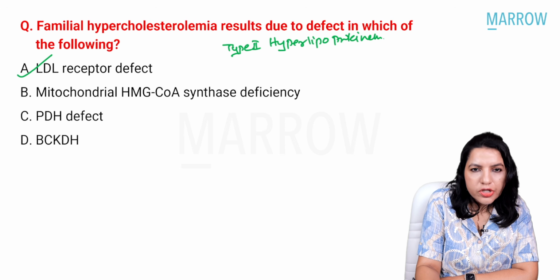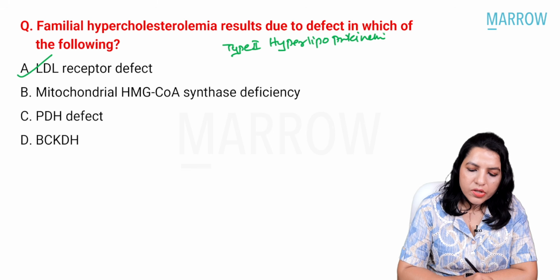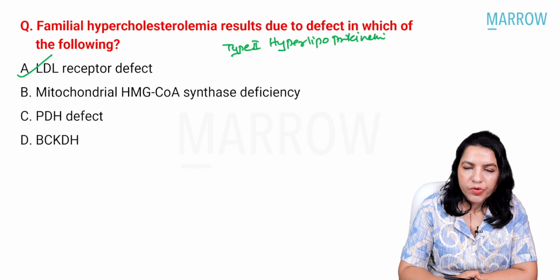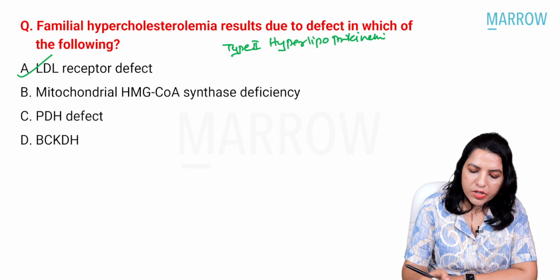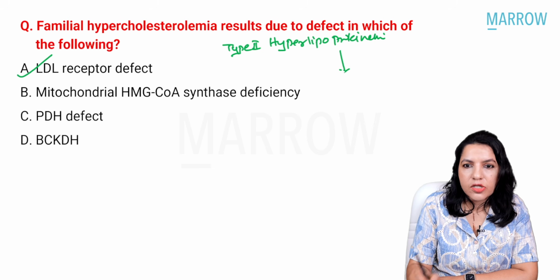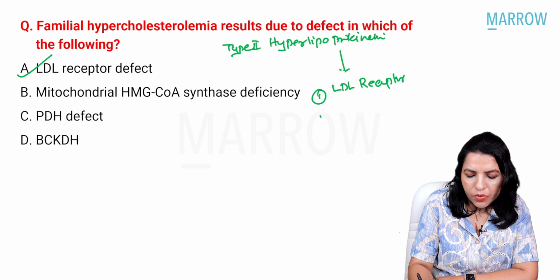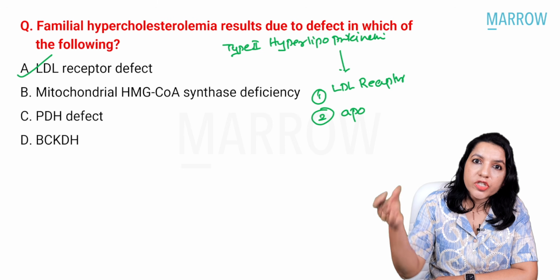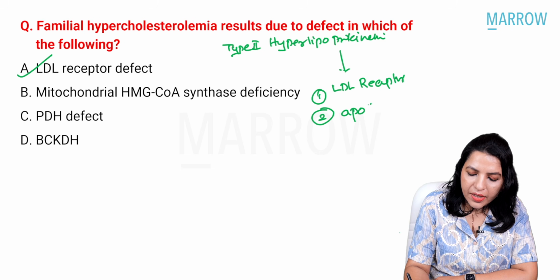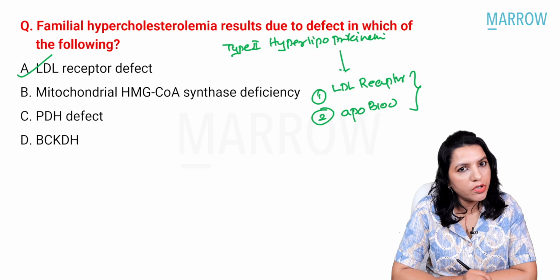Hyperlipoproteinemia according to the Fredrickson classification. So, type 2 hyperlipoproteinemia, which causes familial hypercholesterolemia, has many reasons. One is the LDL receptor. Then one more reason is there can be a defect in the apolipoprotein which binds to the LDL receptor, and that is ApoB100 defect. So, all these can cause familial hypercholesterolemia.